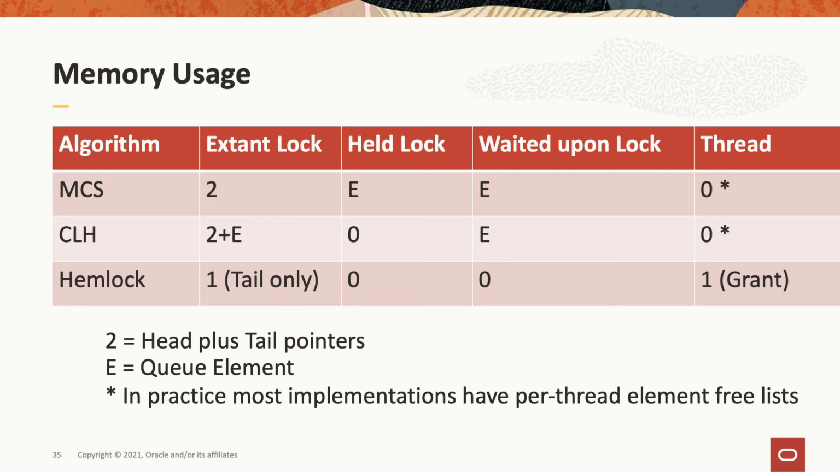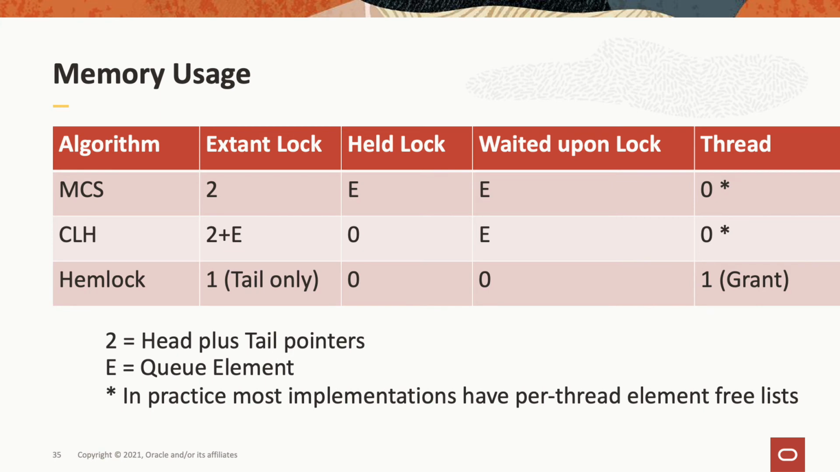CLH requires the dummy node to be present. So each extant lock requires two fields, the head and the tail pointer, and population with the dummy element. So it's 2 plus E. Each held lock requires an additional 0 cost in memory, and each waited upon lock costs an additional queue element. Similar to MCS, in theory, the per thread cost is 0, but in practice, again, we usually find per thread free lists.